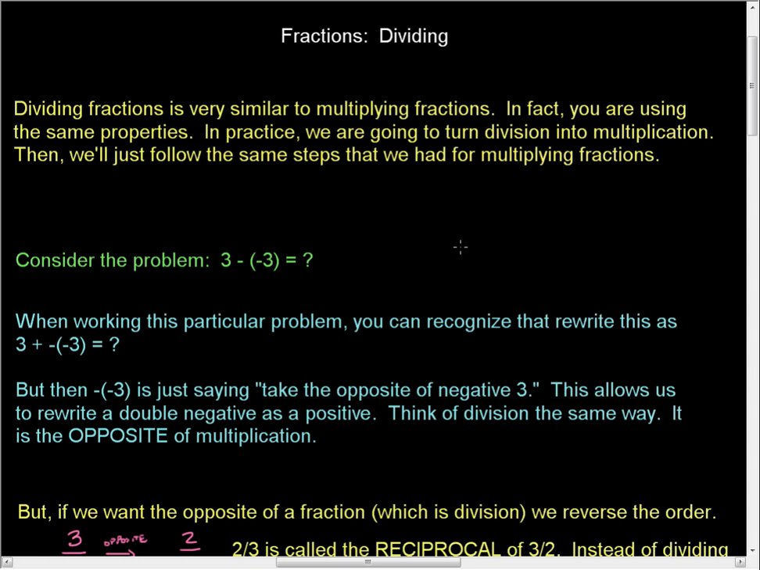If you've worked with integers before and negative numbers, then you know that you can rewrite this as 3 plus the opposite of negative 3. So if we say it like that, we say take the opposite of negative 3. Well, the opposite of negative 3 is a positive 3. So this is really 3 plus 3, or 6.